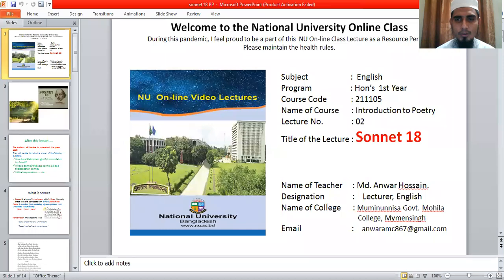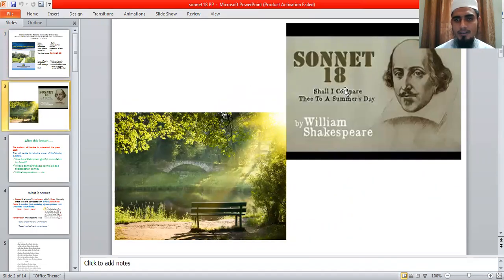So, here I am with you today in another poem that is called Sonnet 18. Today I would like to deliver a lecture on an important poem named Sonnet 18 by William Shakespeare. Here you can find the picture of William Shakespeare, and I would like to discuss the poem Sonnet 18. The other name of this poem is "Shall I Compare Thee to a Summer's Day?" This is the other name written by William Shakespeare.